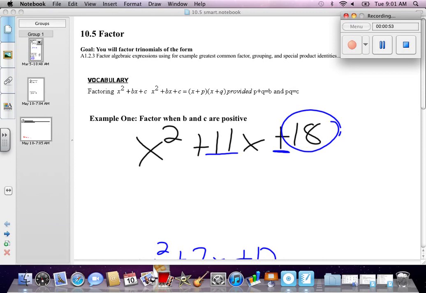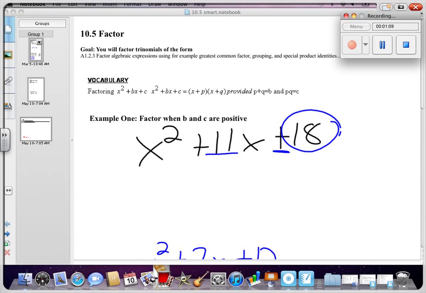Okay? We've got x squared plus 11x plus 18. So what we're going to do is split this up into two binomials, where when you multiply together, it gives you this. Okay, so first things first, we're always going to make two parentheses for the whole time we're factoring. For today, this won't work for tomorrow, but for today, you're going to put an x in each one.